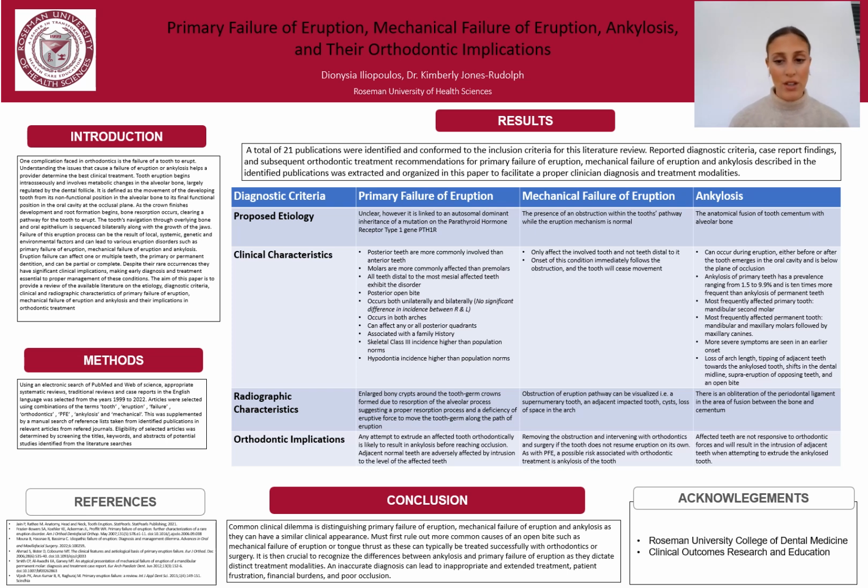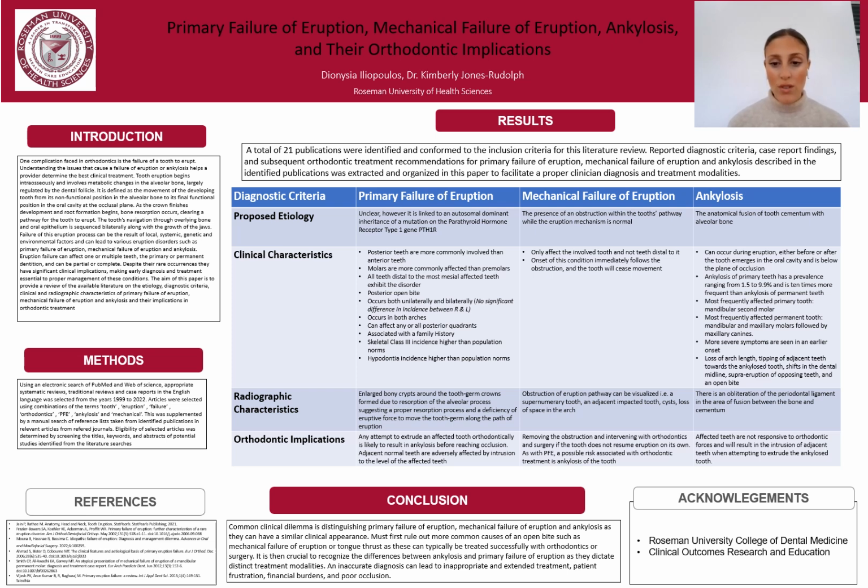Radiographic characteristics are also illustrated in this chart. Primary failure of eruption, you'll see enlarged bony crypts around the tooth germ's crown formed due to resorption of the alveolar process, suggesting a proper resorption of the bone and a deficiency of the eruptive forces to move the tooth through the path of eruption. Mechanical failure of eruption, obstruction of the eruptive pathway will be visualized, and this can be due to either a supernumerary tooth, an adjacent impacted tooth, cysts, or a loss of space within the arch.